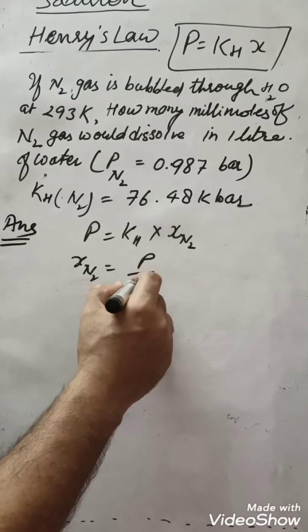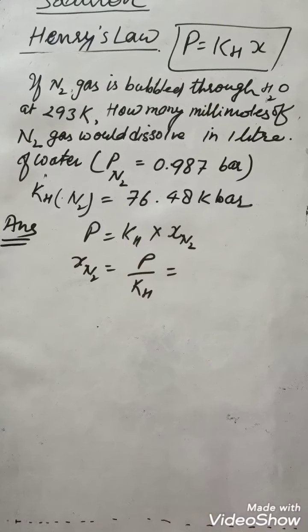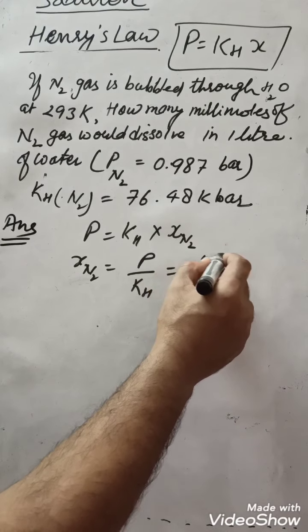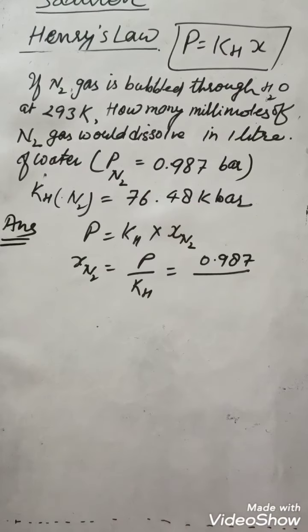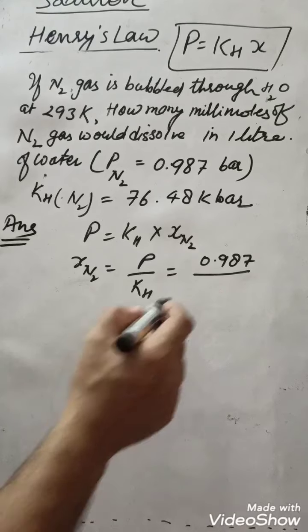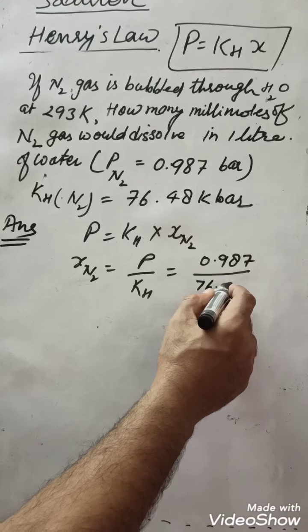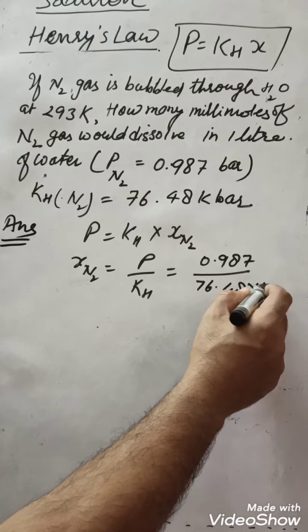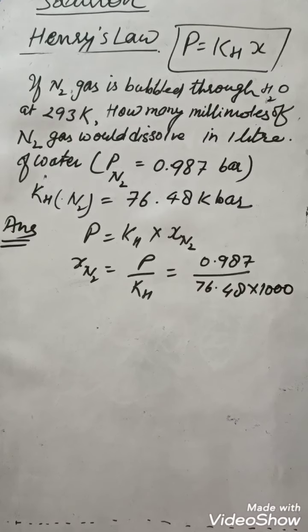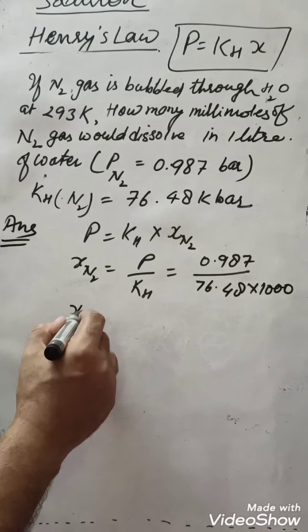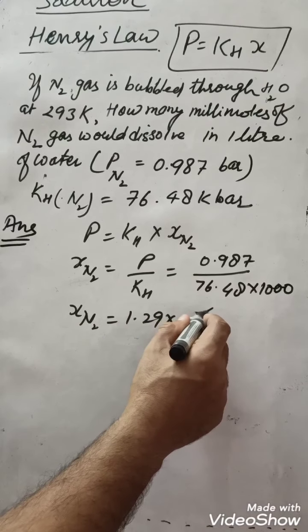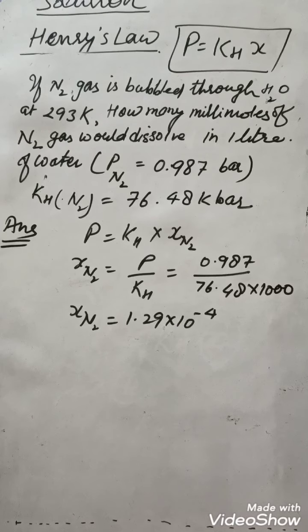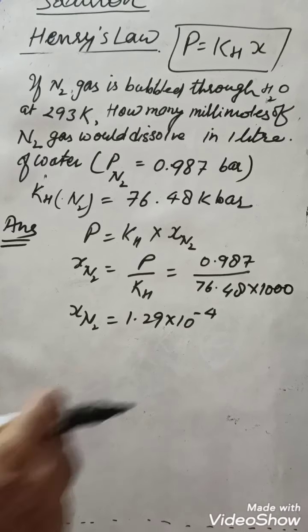It is P upon KH, and P is 0.987 bar and KH is in kilobar. So kilobar will be multiplied by 1000, so it will be 76.48 into 1000, and this value will come after calculation. X of N2 is equal to 1.29 into 10 to the power minus 5.